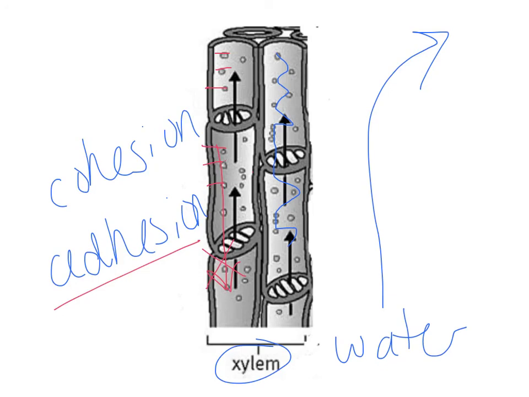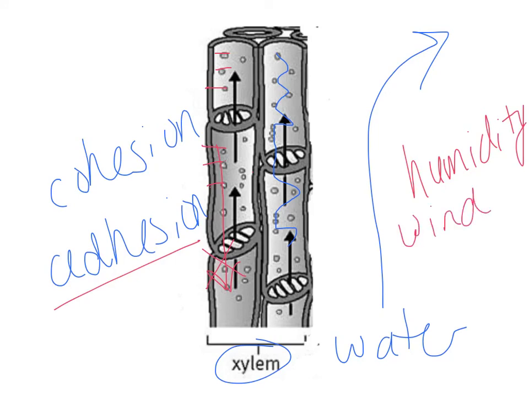Some other things that can influence transpiration would be humidity. Okay, if it's a really dry climate, transpiration happens faster. If it's a really moisture-rich climate, transpiration happens slower. Wind makes an impact on transpiration. An increase in wind is going to increase transpiration. Heat can also increase transpiration. So low humidity is an increase in transpiration. Again, heat can increase transpiration. The warmer temperatures can help increase transpiration.